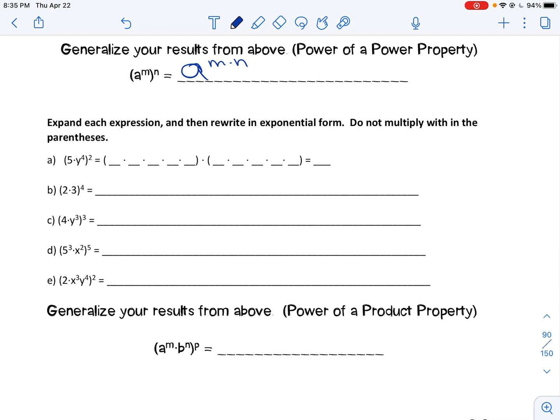So let's look at this one. This says that it's 5y to the 4th written 2 times. Okay, so I write 5, y, y, y, y, and 5, y, y, y, y. So how many 5's are there? There are 2 5's. How many y's are there? There are 8 of them.